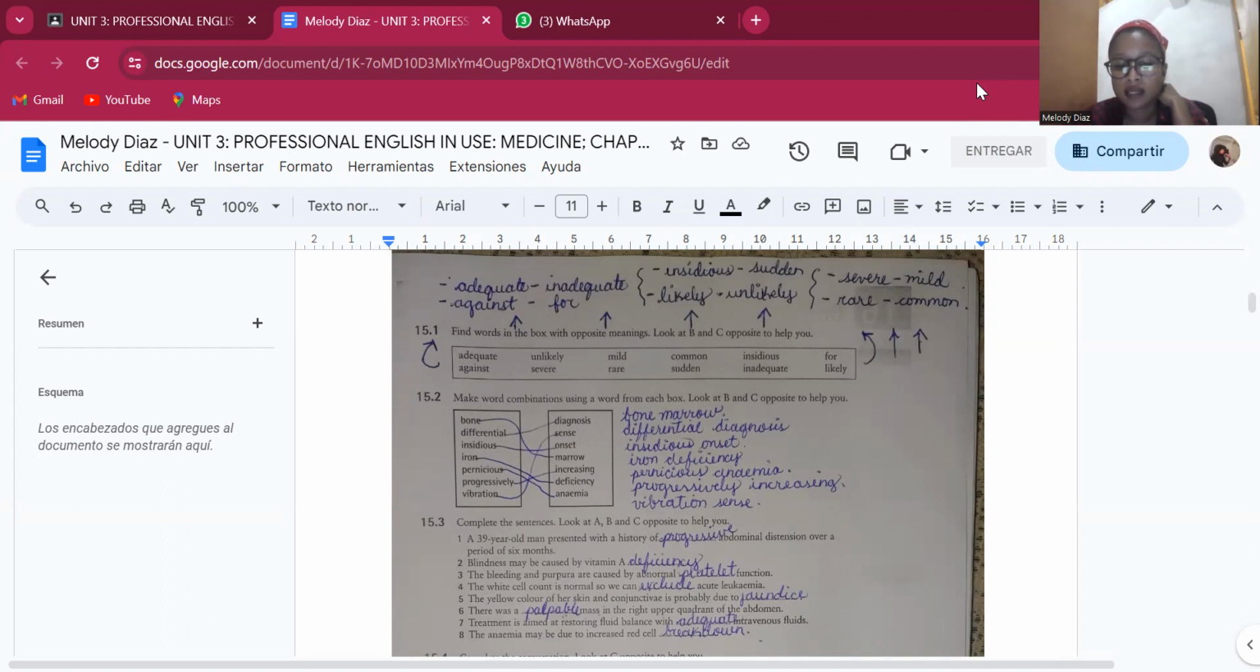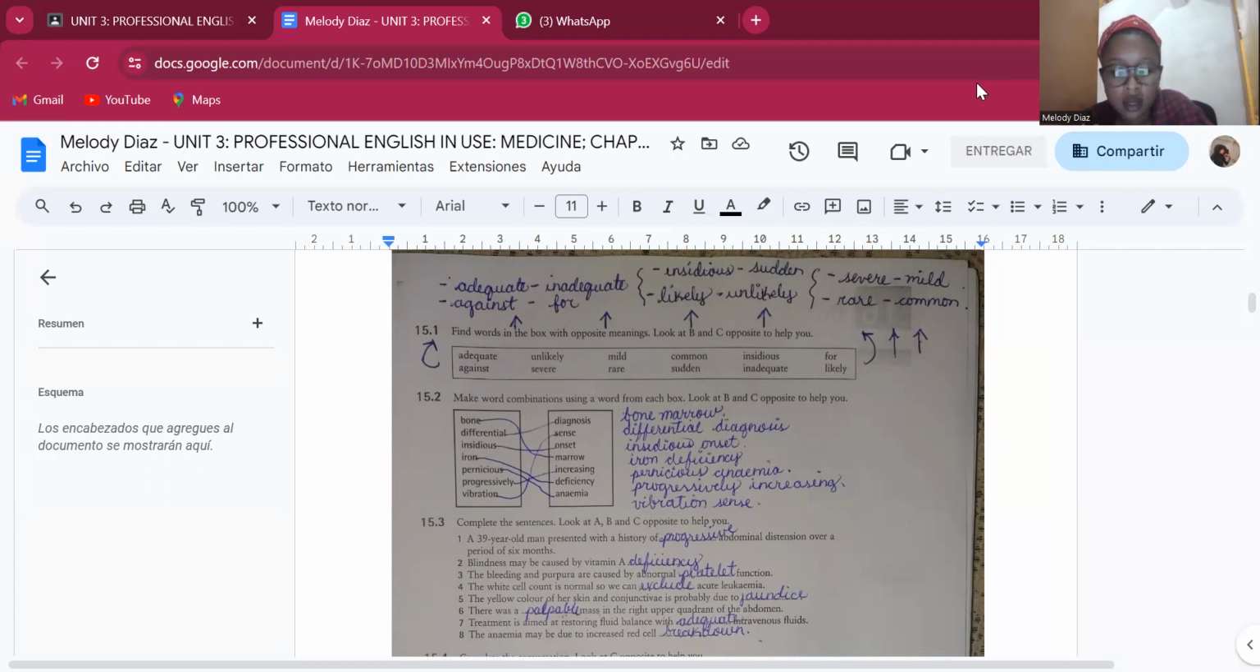Number 2, blindness may be caused by vitamin A deficiency. Number 3, the bleeding and purpura are caused by abnormal platelets. Number 4, the white cell count is normal, so we can exclude acute leukemia. Number 5, the yellow color of her skin and conjunctiva is probably due to jaundice.